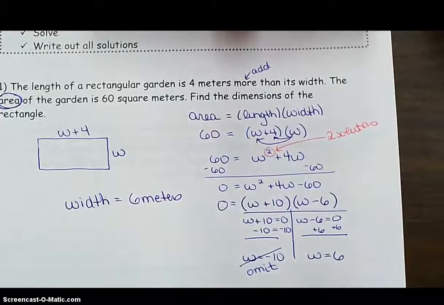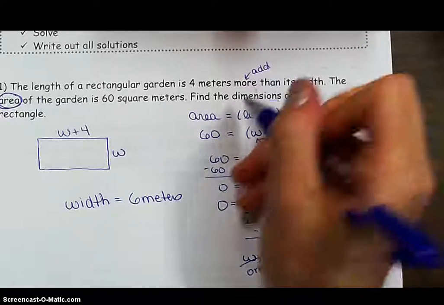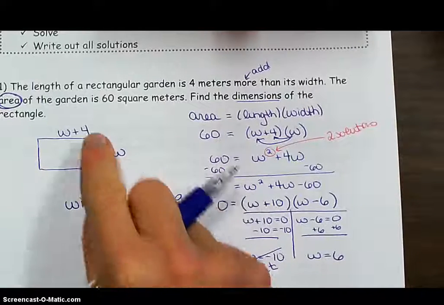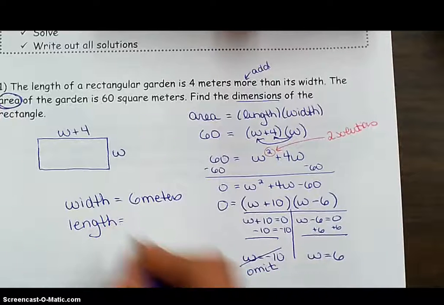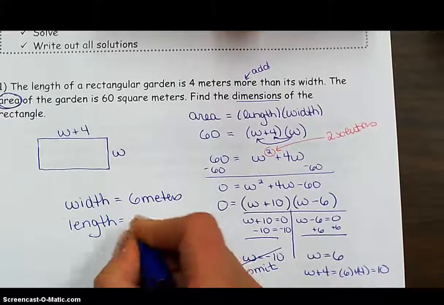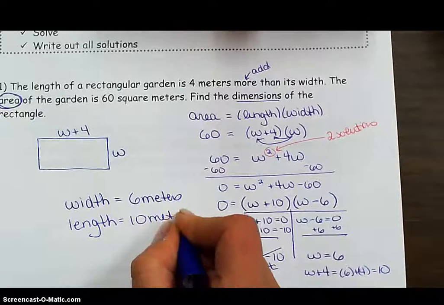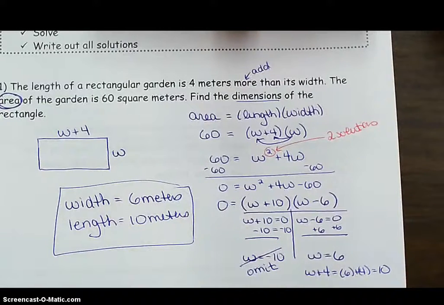Okay, so now, are we done yet? Not quite. It says find the dimensions of the rectangle. So dimensions mean your length and your width. So that means our length is going to be, so let's come down here, W plus 4. So that means it's going to be 6 plus 4, which gives us 10. So it's going to be 10 meters. And we've now found both of our dimensions.